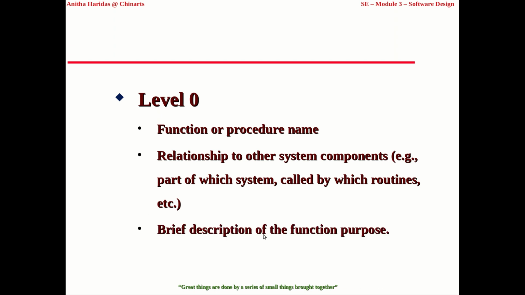Then you can also describe the function purpose, like why you have included admission process. That kind of description can be specified. Apart from that, who is the author of that particular design and on which date this function was designed can also be specified. So in general, at level 0 we will have the procedure name, the connection between the procedure and other system components, a brief description of that procedure, and who designed it on which date.